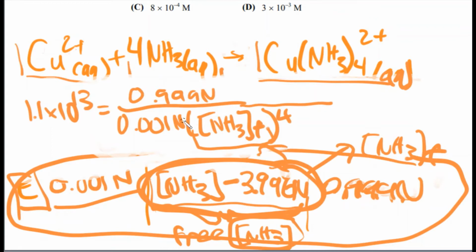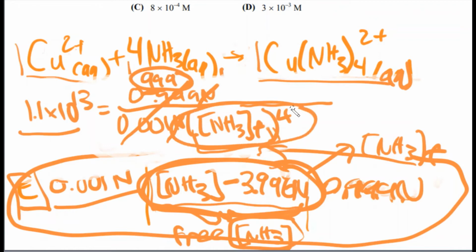And notice how immediately we see that the N's cancel out. That's a good thing, because that means that our only variable is the free ammonia concentration. So 0.999 divided by 0.001 turns out to be 999. So I'm going to cross this out and write 999 with 1 sig fig here. Now, we essentially have this is equal to 999 over this to the 4th power.